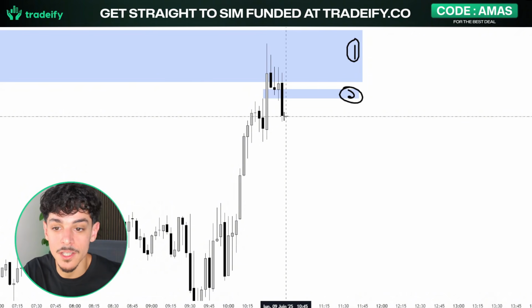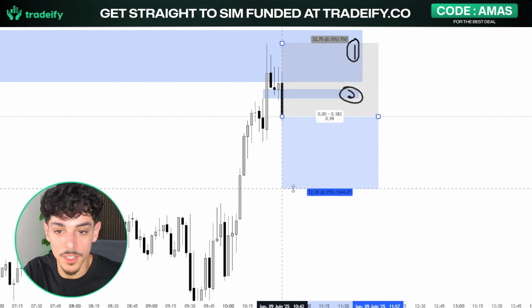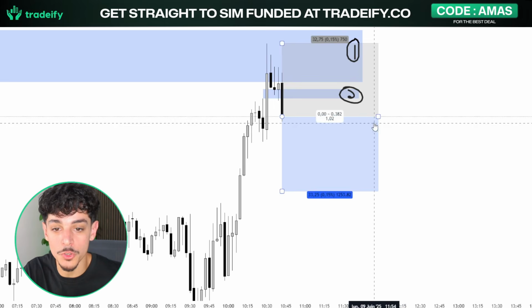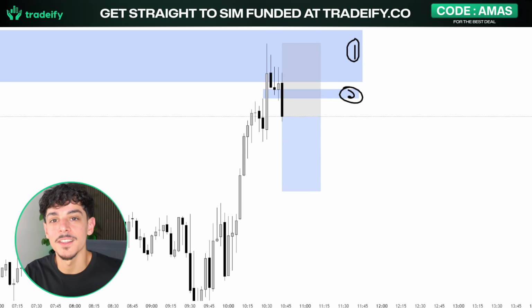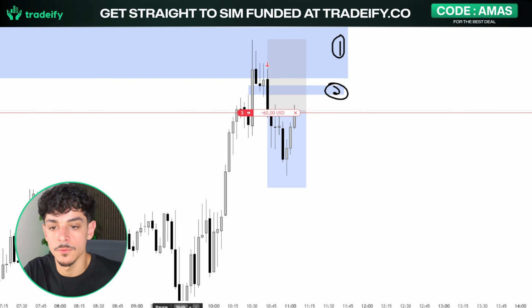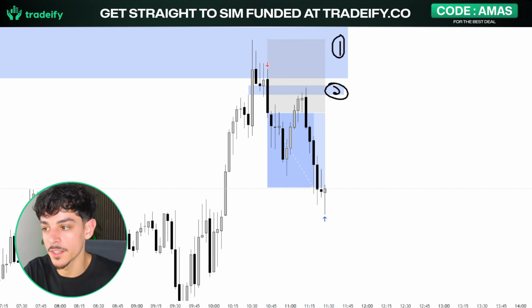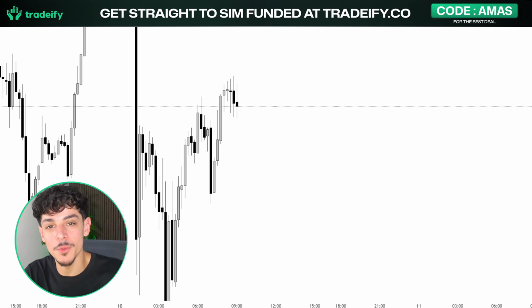This is exactly the moment you want to go short, stop loss right above this high, and you want to target the internal fair value gap for a 1-to-1 risk to reward ratio. Let's see what it does. And as you guys can see, in a few minutes, you hit your target. You guys should understand the framework pretty well by now.